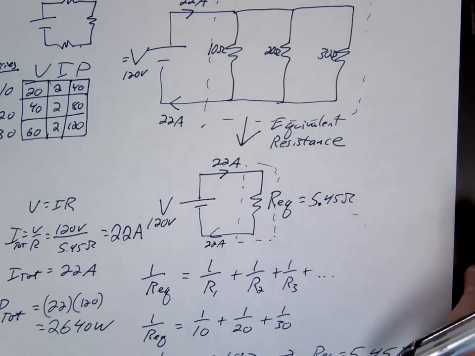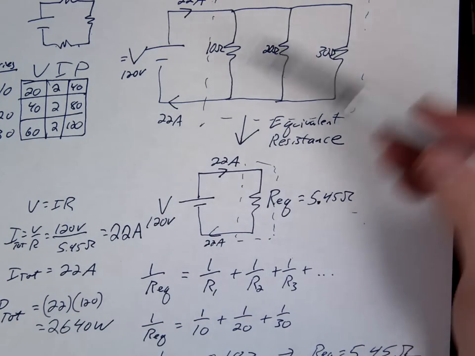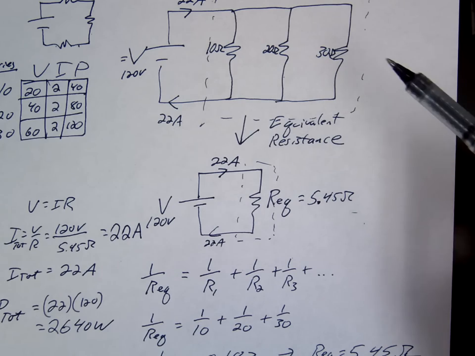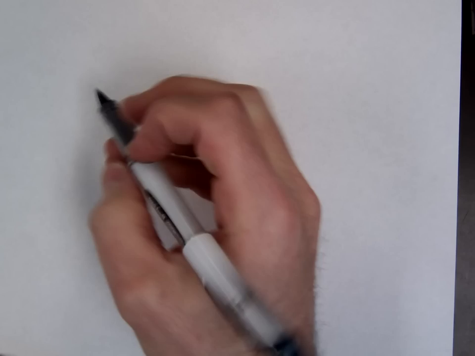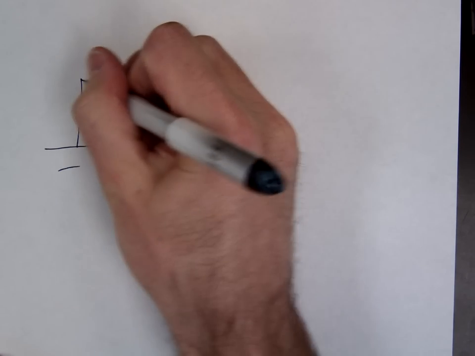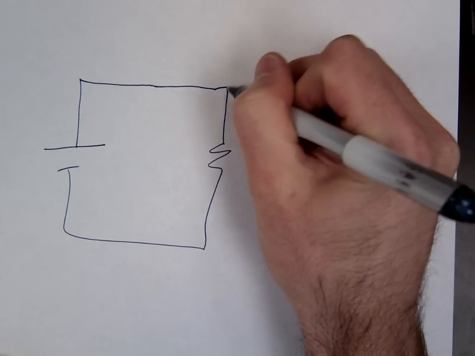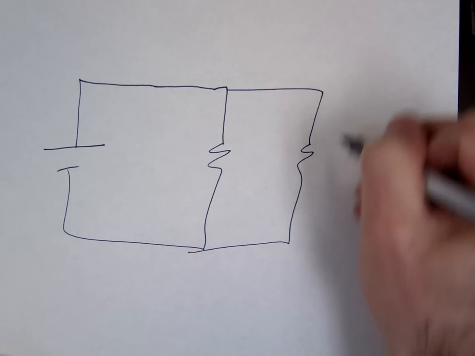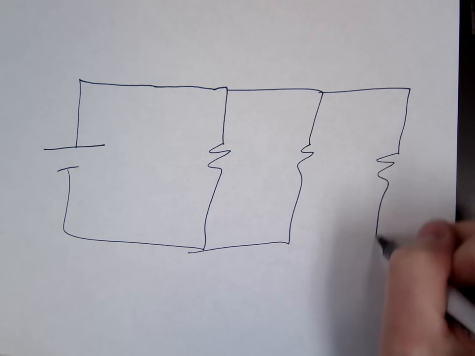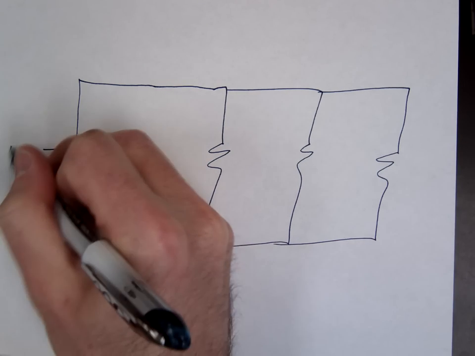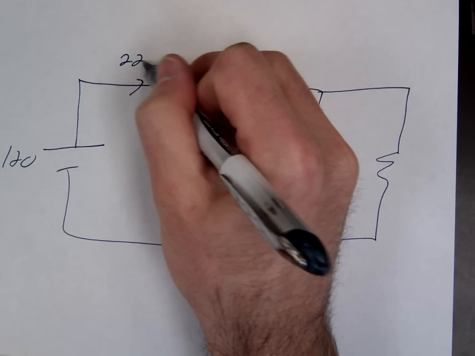Okay, alright, so what we're going to do is go ahead and try to finish solving the circuit. I'm going to redraw this just because it's getting messy. Alright, so here's our circuit here. We have our 22, we have our 10, our 20, and our 30, 120, 22.